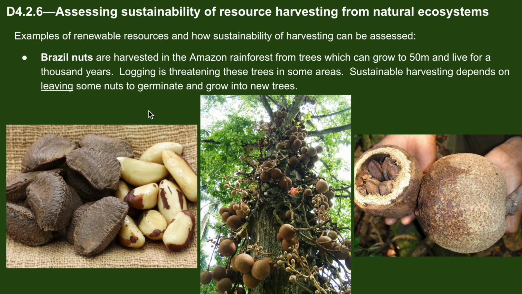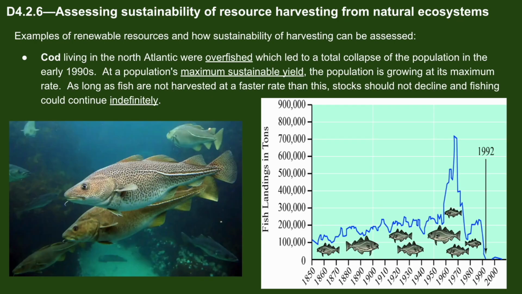Brazil nuts, for example, grow on trees in the Amazon rainforest. And if we take every single Brazil nut off of the tree, then the tree is not able to reproduce and grow new trees. And so we need to make sure that we have sustainable harvesting where we leave some of the nuts so the tree is able to reproduce.